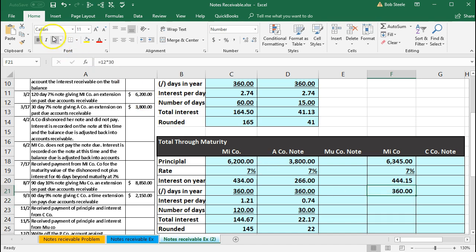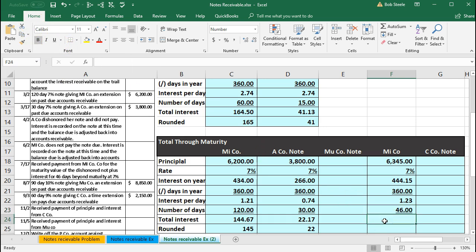Underline that, home tab, font group, underline. Then we're going to divide that out in F22 by saying equals this 444.15 divided by that 360, F20 divided by F21, or $1.23 a day. And we said that there were how many days? 46 days past due. 46 days past due. Going to underline that. Home tab, font, underline.